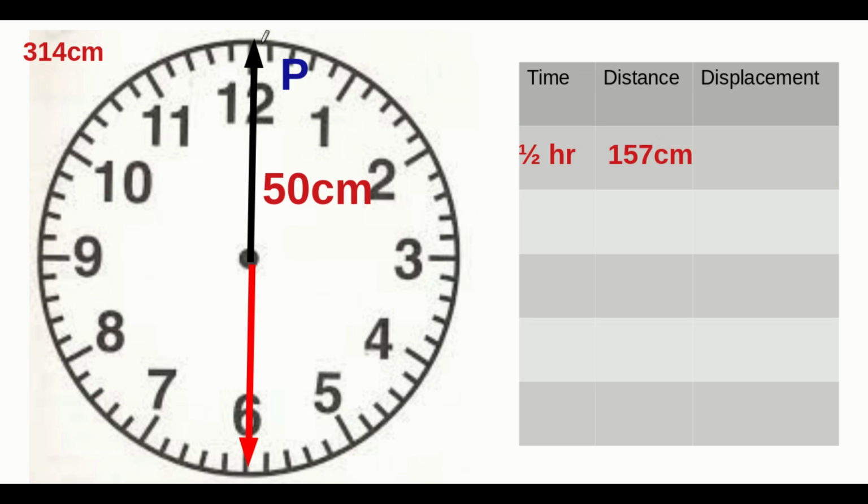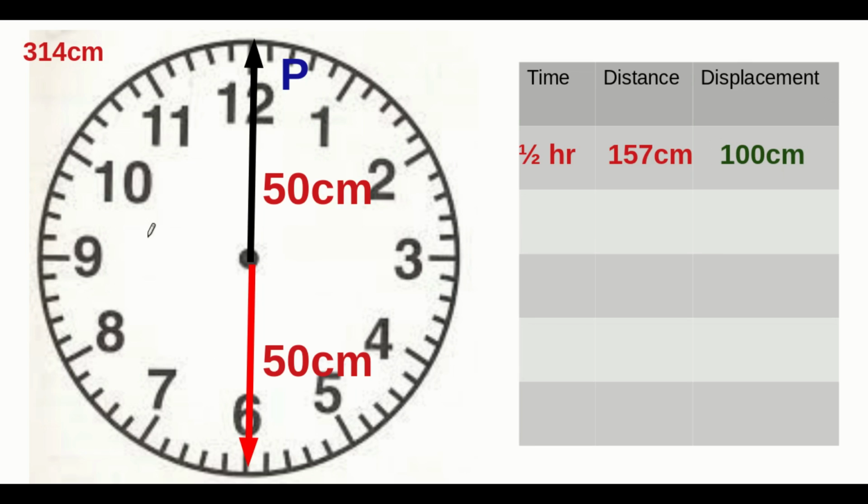Then what could be the displacement? This is the initial point and this is the final point. This is a straight line distance. From here to here is 50 centimeter, and here to here also 50 centimeter. So the total displacement is 100 centimeter.